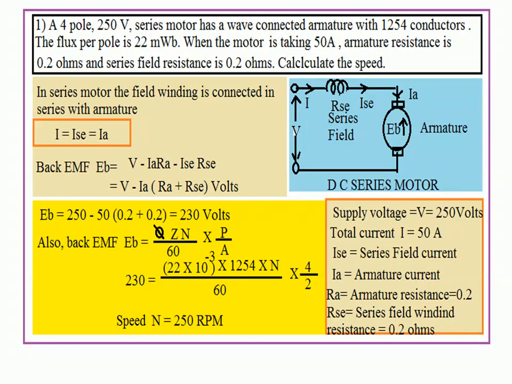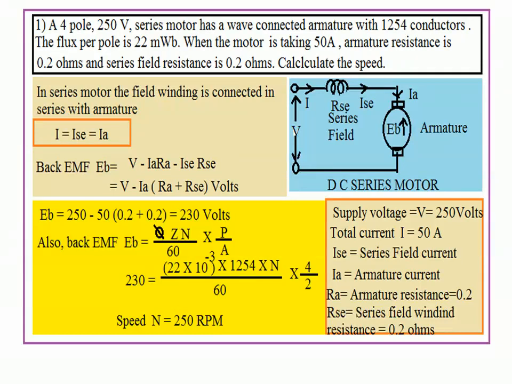Now you have to see one problem. A 4-pole 250 volt series motor has a wave connected armature with 1254 conductors. The flux per pole is 22 milliwebers when the motor is taking 50 ampere. Armature resistance is 0.2 ohms and series field resistance is 0.2 ohms. Calculate the speed.